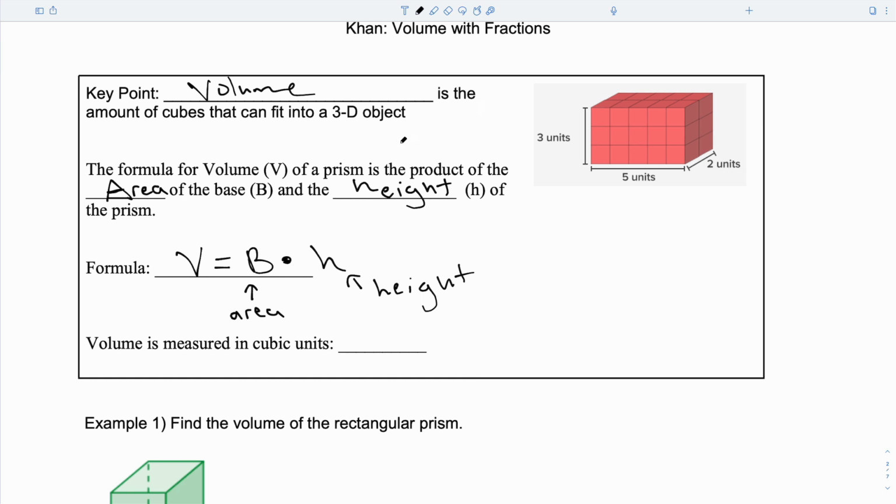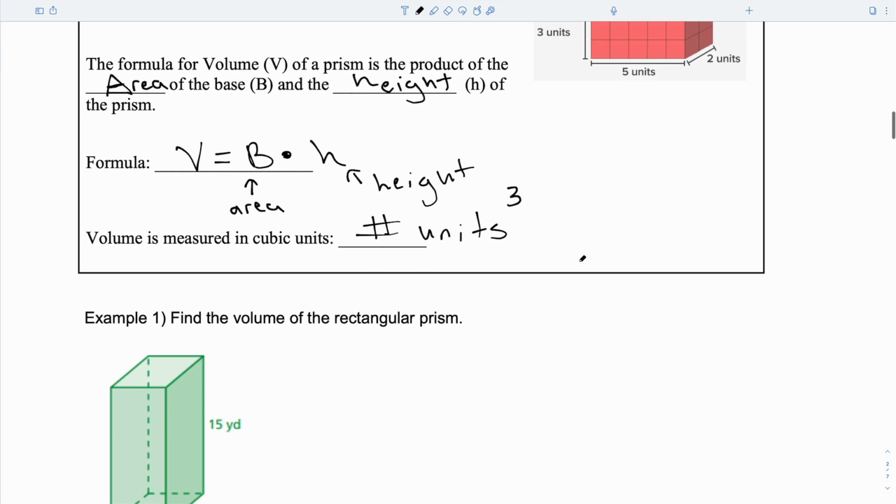When you get an answer, the volume is measured in cubic units. So you're going to have some number for your answer, and then you're going to write units, but instead of squared, we're going to have a 3. This is called cubed. So your answer is not units squared, it's units cubed. Volume is always going to have a 3 at the top of your unit in your answer.